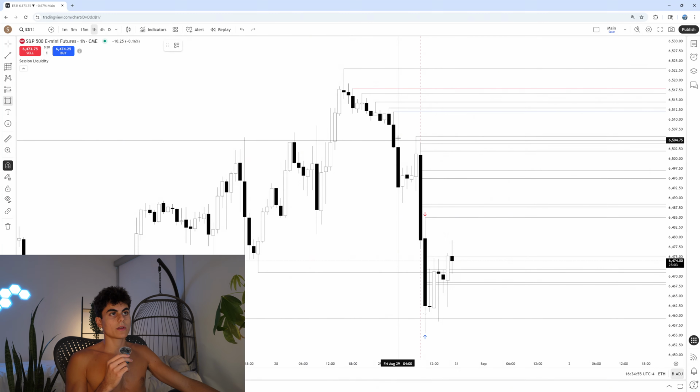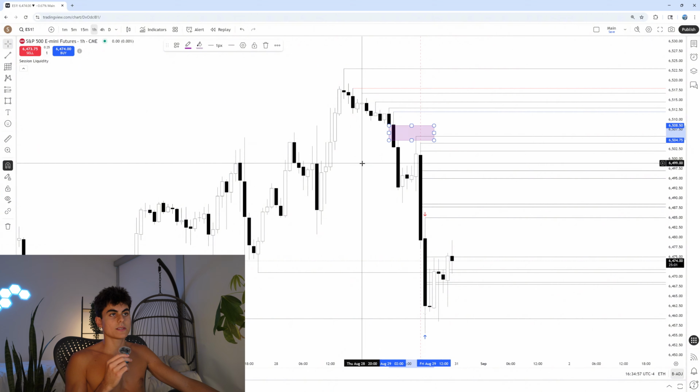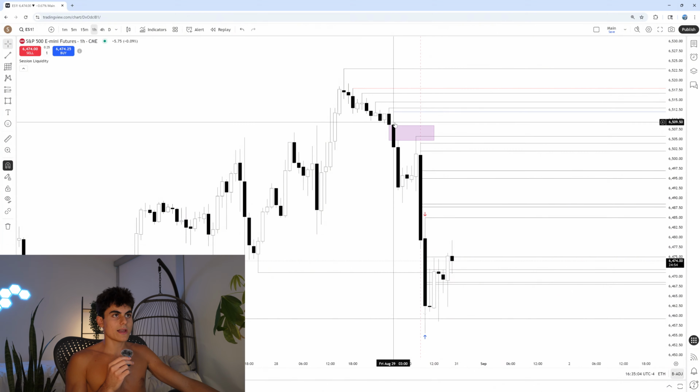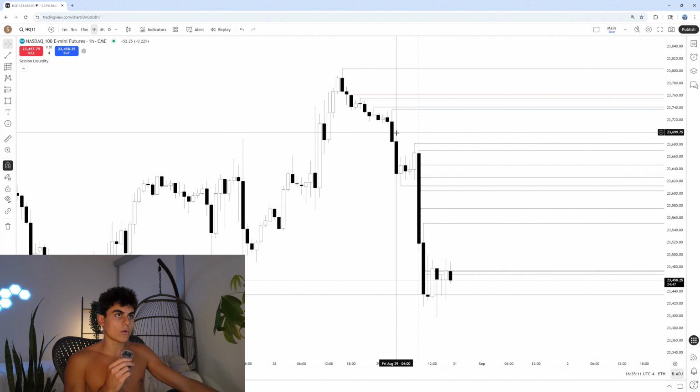On top of that, I also mark out any high time frame fair value gaps, equilibriums, order blocks, and SMTs as well. In this case, we have this on ES that price tapped into, filled, and went lower. And then on NASDAQ, it didn't quite make it up there.